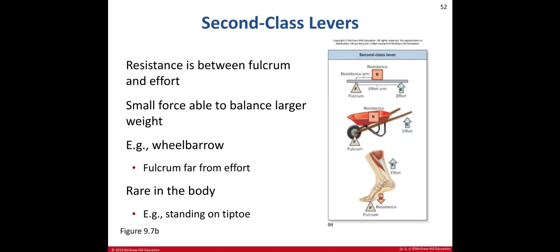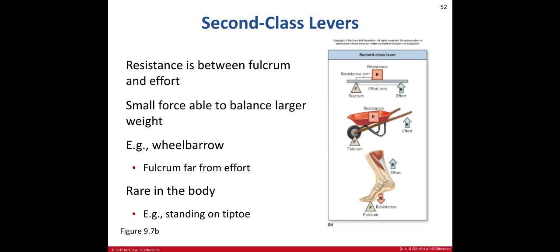Second class lever, that is where the resistance is between the fulcrum and the effort. An example of this is lifting the handles of a wheelbarrow so that it can go on its wheel. The load of that wheelbarrow is the resistance, right? Whatever you put into it is the resistance, the heavy part. You have got to apply effort to the handles, and the fulcrum is at the wheel. So the fulcrum is far away from the effort.